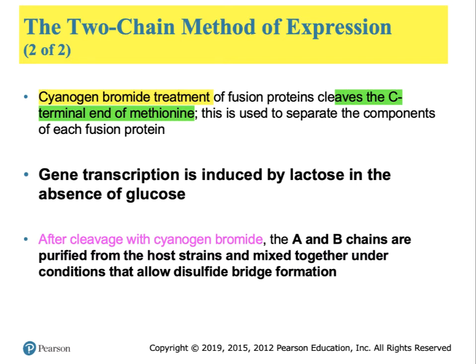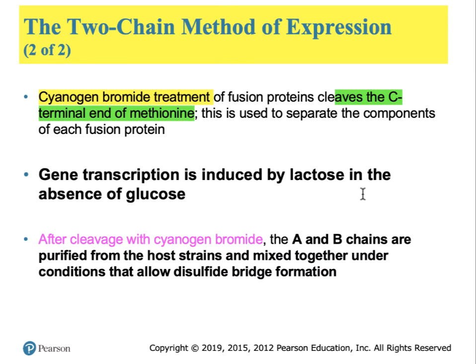Fusion proteins will not work in a human subject. Therefore, an alternative method was needed in order to cleave the lacZ away from the A or B peptide of insulin. Cyanogen bromide treatment is able to cleave the C-terminal end of methionine, and that was then used to separate the fusion protein into two halves.